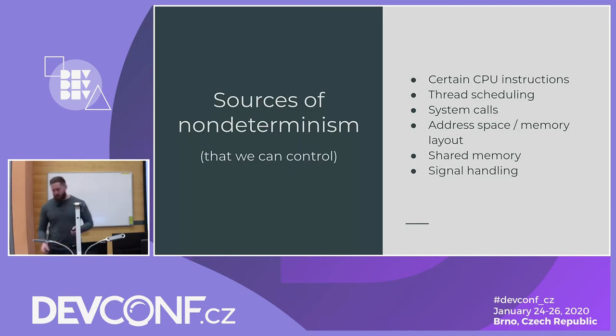Signal handling. Signals can be delivered to your process at any time. How do we replay that? Under the hood, we're using performance counters to track when that signal was delivered, combined with certain register values like the PC value, so that we can send that back at the same time when we're replaying the execution.